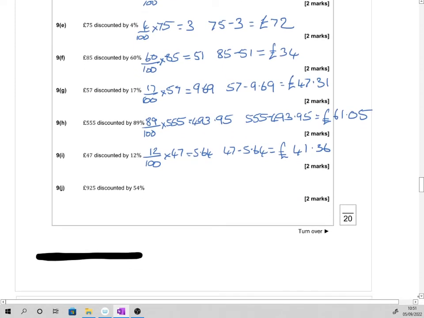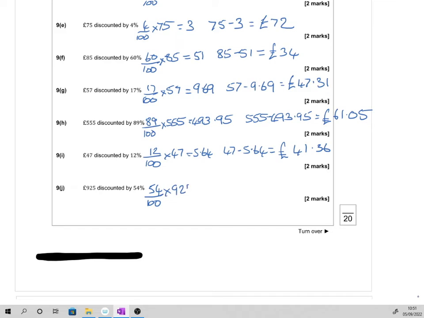And the last one on this page. So 54% times 925. So 54 divided by 100 times 925 is 499.50. Right, so we've got 925 minus 499.50. It's about 500 quid, isn't it? Yeah. 925 minus that is going to be 425.50.